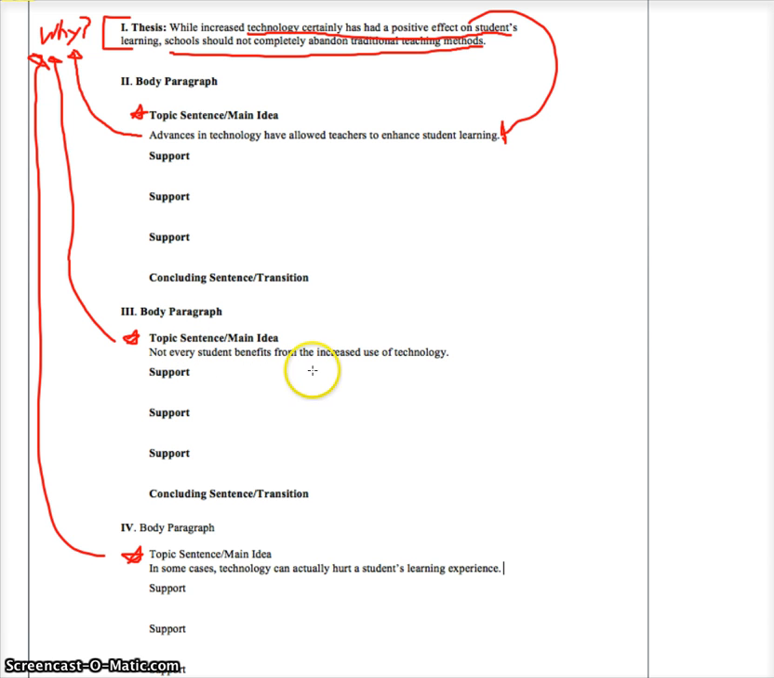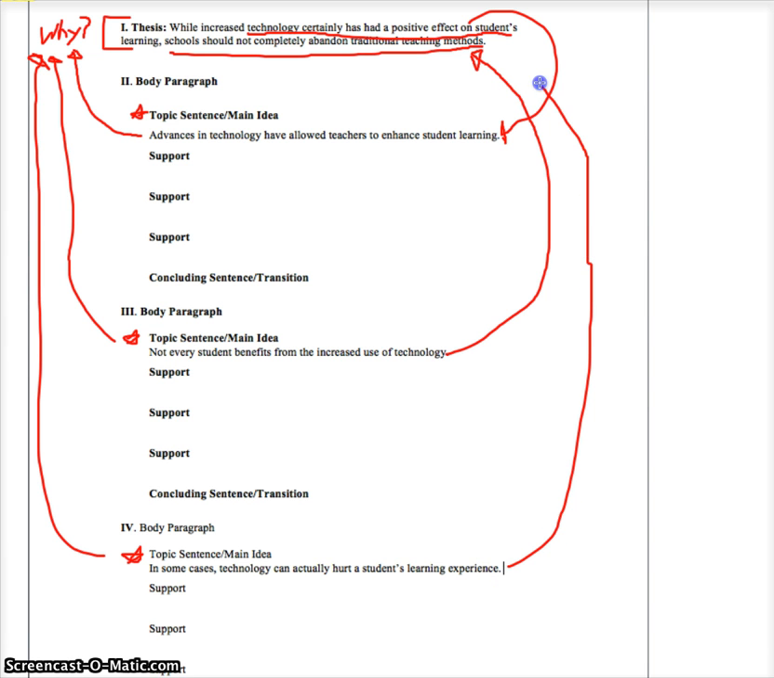Okay, let's look at the next topic sentence. Not every student benefits from the increased use of technology. Okay, does that prove my thesis? So I look at it, schools should not completely abandon traditional teaching methods. Well, yeah, if everybody's not benefiting from it, right, they shouldn't completely abandon it. So this one proves that part of my thesis. Let's look at the next topic sentence. In some cases, technology can actually hurt a student's learning experience. Well, that would be another reason why we shouldn't get rid of the traditional way of doing things, because some people actually get hurt by it. Okay, so if we look at it, each one of my topic sentences proves my thesis correct.